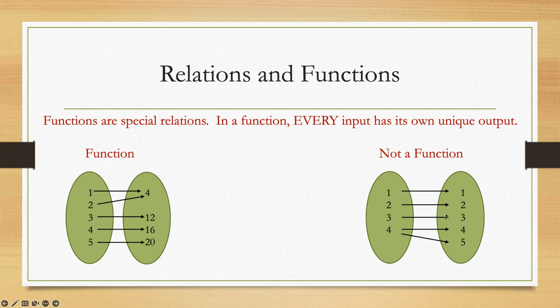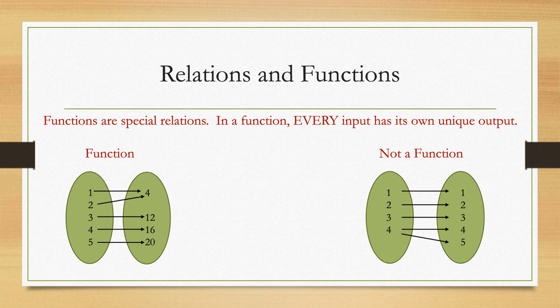Okay, next, relations and functions. Functions are special kinds of relations. Relations are more broad. It's like saying a whale or a mouse or a dog is a special kind of mammal. So functions are special kinds of relations. In a function, every input must have its own unique output.